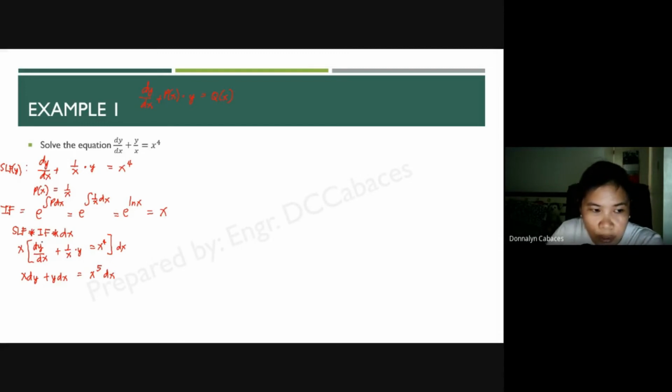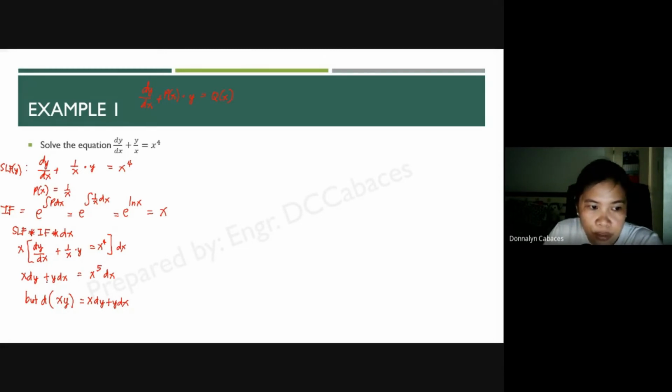Again, after having this multiplication, you should check the derivative of the product of the integrating factor, so we have x and y. Y is our linear variable. What is the derivative? That is x dy plus y dx. And as you can see, this is exactly the left side of the equation. Again, that should always be the case: after multiplication, the left side should just be the derivative of the product of the integrating factor obtained and your linear variable.